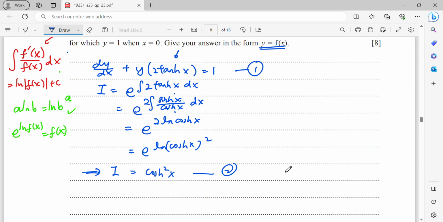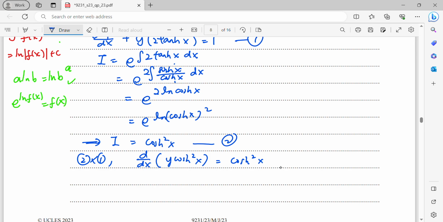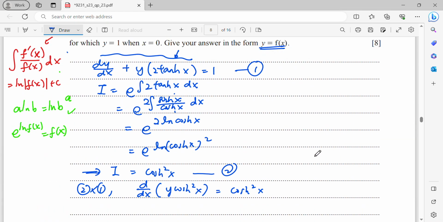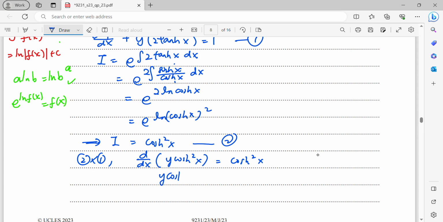Which is the I. Once you obtain the I, you multiply the second into the first. If you are confident that your integrating factor is correct, then the left-hand side, these two terms, will be d/dx of yI. The right-hand side is just 1 times cosh squared x, which is cosh squared x. Differentiating y cosh squared x gives cosh squared x, which means my y cosh squared x will be the integration of cosh squared x.